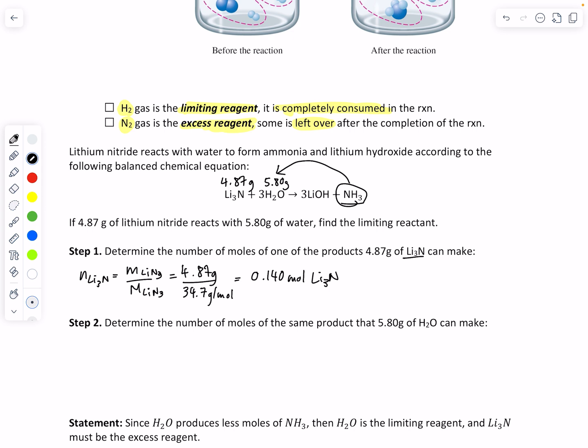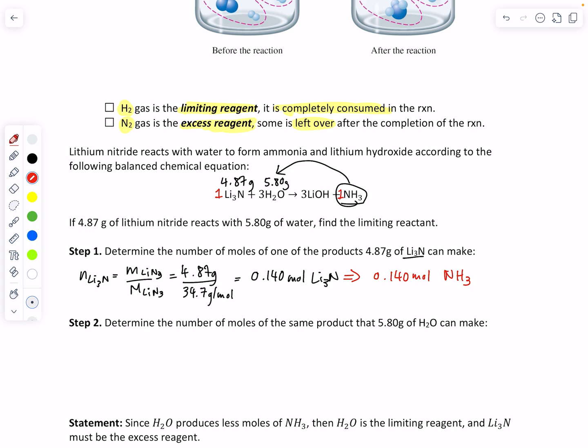Now let's use the mole ratio. 1 to 1. Since it's 1 to 1, this will produce 0.140 moles of ammonia. So if you have a 1 to 1 ratio, then 0.140 moles will produce 0.140 moles of NH3. Let's do the same with water and see how much ammonia we can produce.